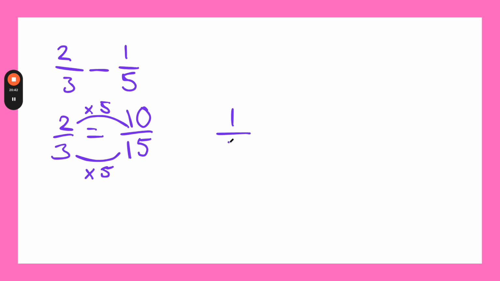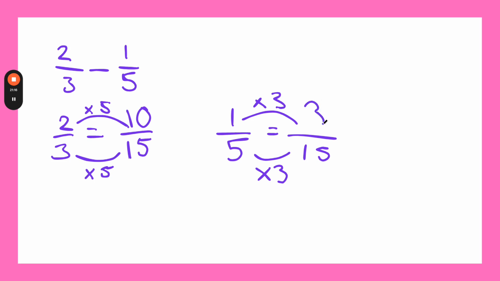Then we have 1 over 5, which is equivalent to some fraction over 15. So 5 times some number gives us 15, and that number would be 3, because 5 times 3 is 15, which means we must do the same to our numerator, which is 1. So we do 1 times 3, which is 3. So 1 over 5 is equal to 3 over 15.